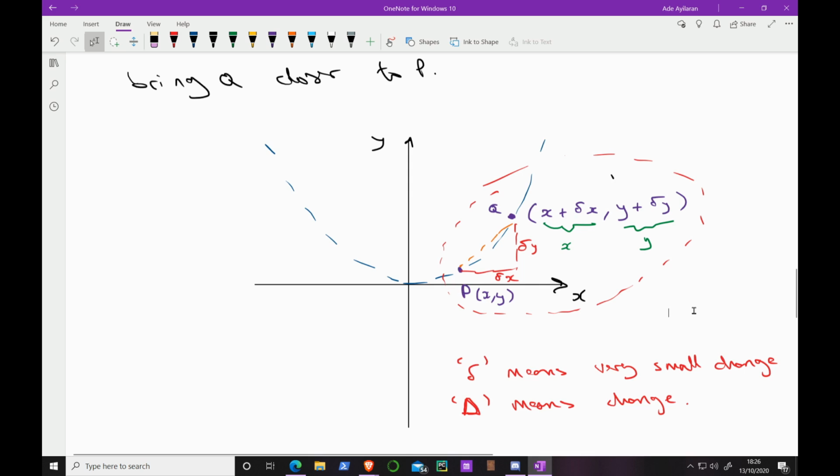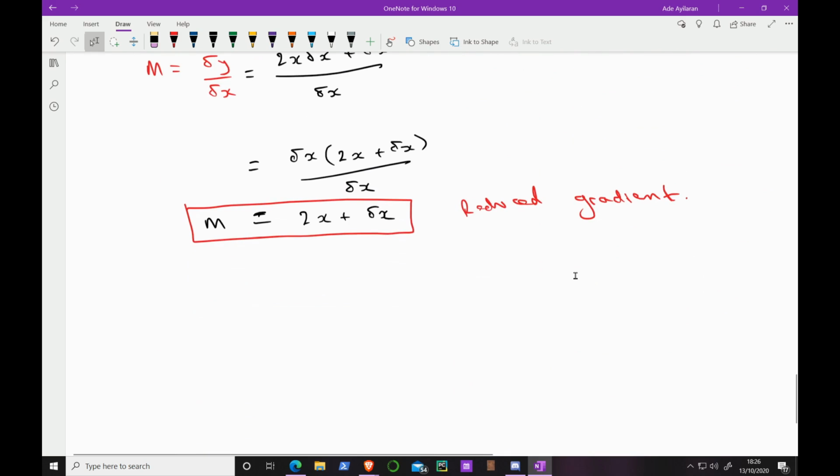Until it touches P. And when it touches P, what are dx and dy basically? If Q is basically P, what do dx and dy have to be? They have to be 0. Exactly.